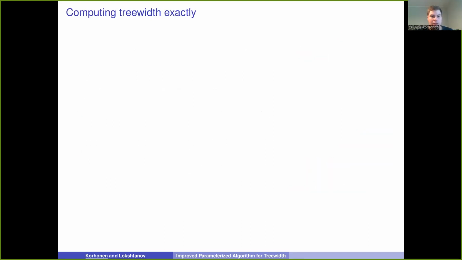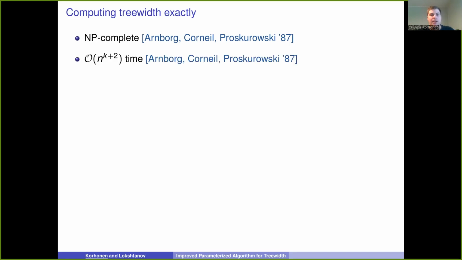Okay. So let's first review the literature and our result about computing treewidth exactly. And on the next slide, I will talk about computing treewidth approximately. So computing treewidth exactly is known to be NP-complete. Arnborg, Corneil and Proskurowski in 1987 proved that it's NP-complete. And in the same paper, they showed that it can be done in time n^(k+2), where n is the number of vertices and k is the treewidth. But this is not an FPT algorithm.